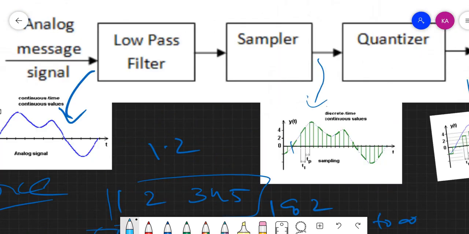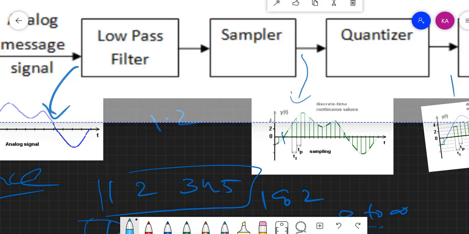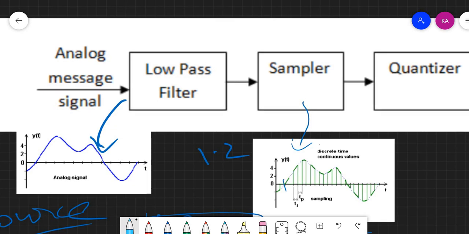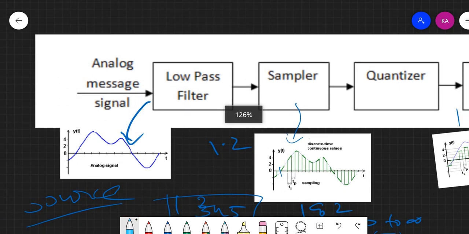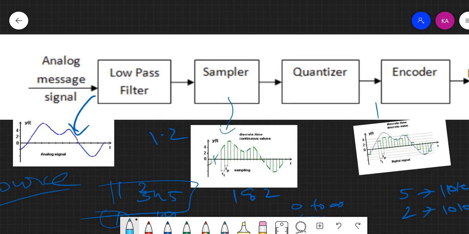Why? Let's see one practical example of how we are converting some analog signal into digital signal. These are the basic blocks. We are giving some continuous time, continuous amplitude signal, and we are passing this to a low pass filter to limit the bandwidth. After that, sampling: we are passing this to the sampler. The sampler will sample at particular times. That means this signal will be sampled.